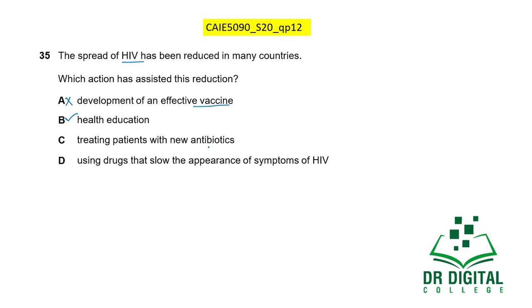Treating the patients with new antibiotics. HIV is a virus, it cannot be treated with antibiotics. So option C is wrong. Using drugs that slow the appearance of the symptoms of HIV. Yes, the appearance of HIV symptoms can be delayed by the use of drugs, but it will not inhibit or reduce the transmission. So option D is also wrong. So the answer for this question is A.